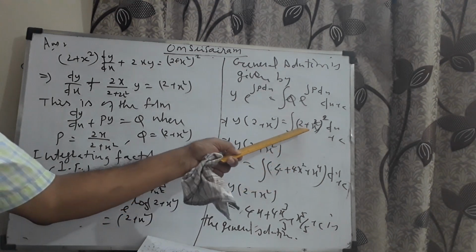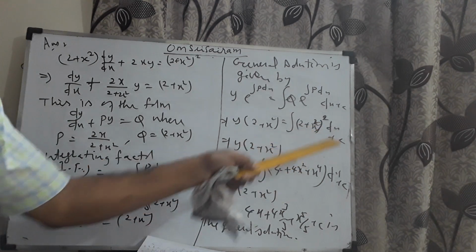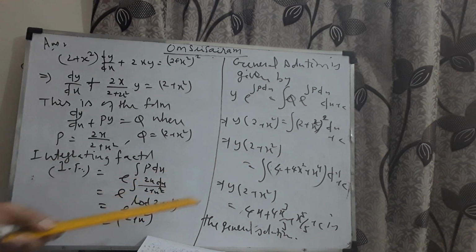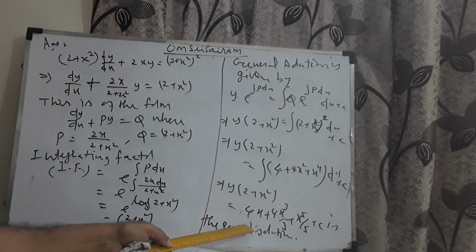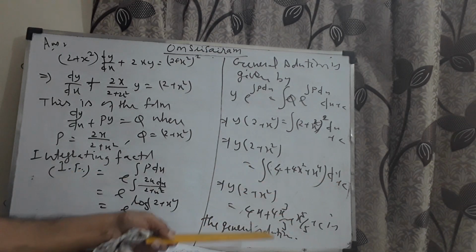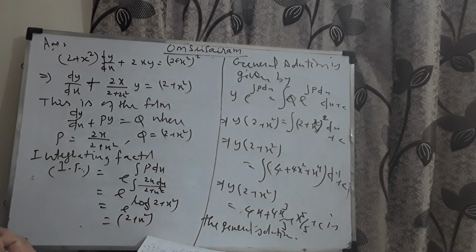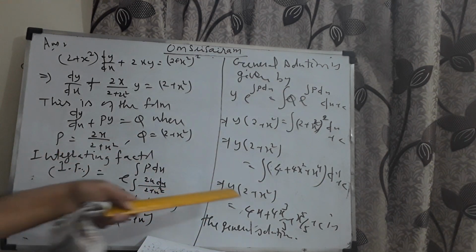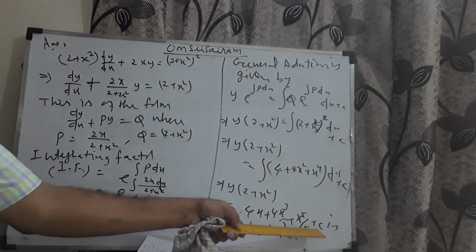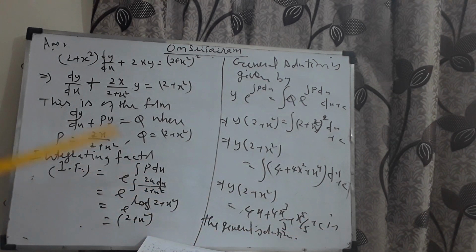2 square is 4, plus 2 into 2 into x², 4x², plus x⁴, (x²)² is x⁴. For integral 4 dx is 4x. Integral 4x² is 4x³/3. Integral x⁴ is x⁵/5. y into (2 + x²) = 4x + 4x³/3 + x⁵/5 + c is the required general solution.